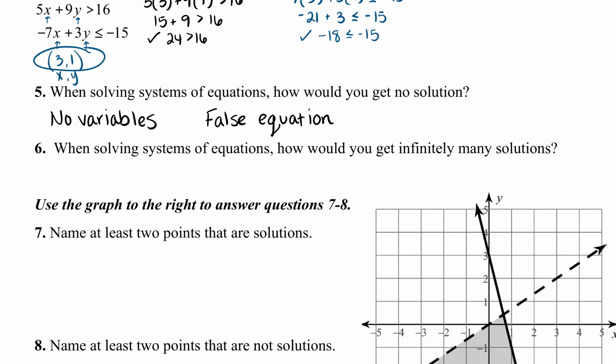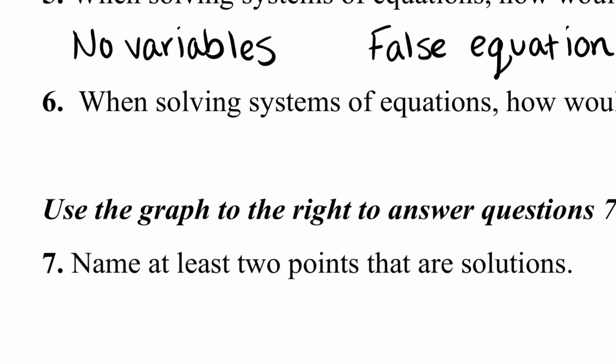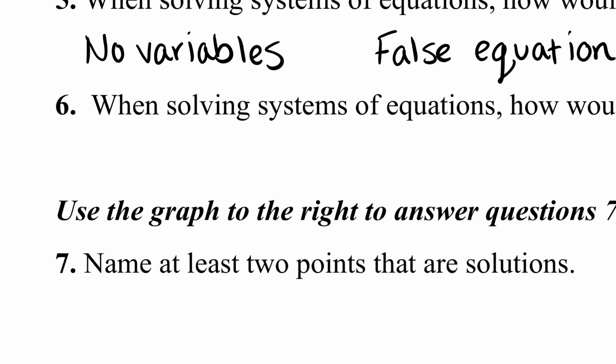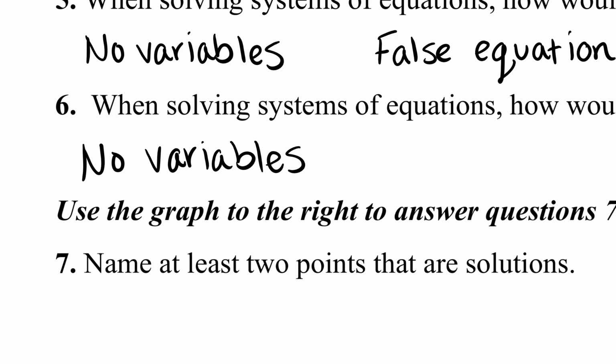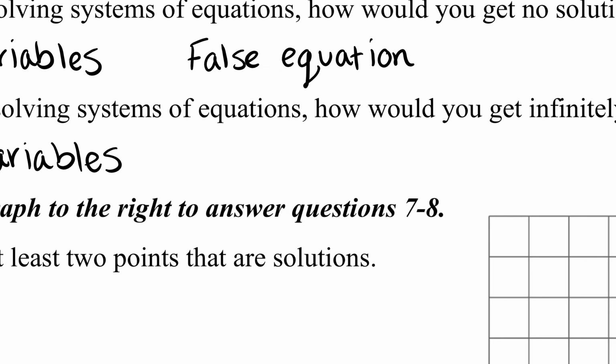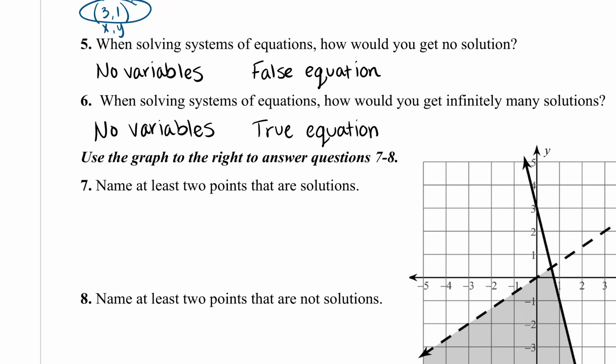And number 6 is very similar. How would you get infinitely many solutions? Or all real numbers, however you want to call that. For infinitely many, again, I would have to start off with no variables. Everything cancels out or goes away. My x's and y's are gone. But this time, to get infinitely many, I would want the opposite. I want a true equation. So for no solution, I want a false equation. For infinitely many or all real numbers, I want a true equation. But both of them don't have any variables. There are no letters, just numbers.